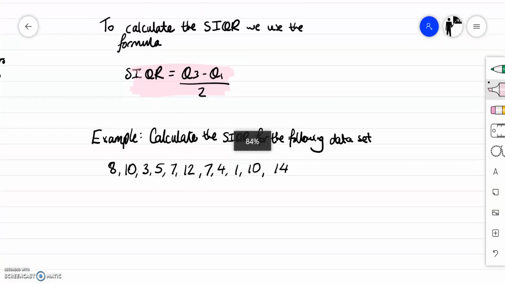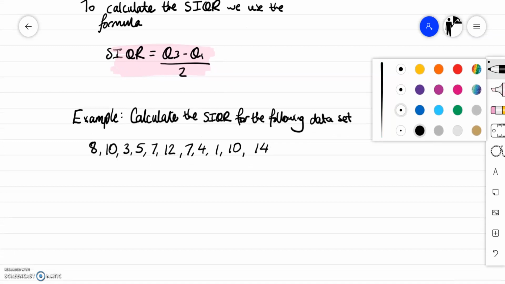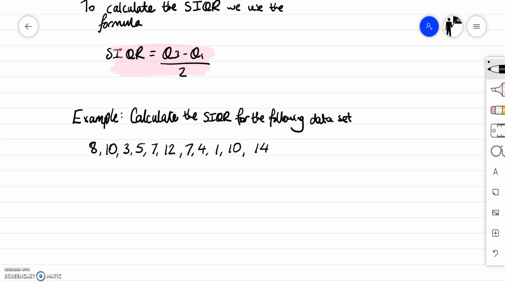Okay, so we've got one example. Calculate the SIQR for the following data set. And we've got this data set here. The first thing you must do is ensure that your data set is ordered from smallest to biggest. So you need to make sure you get this rewritten in order.